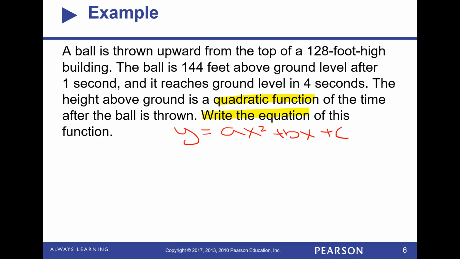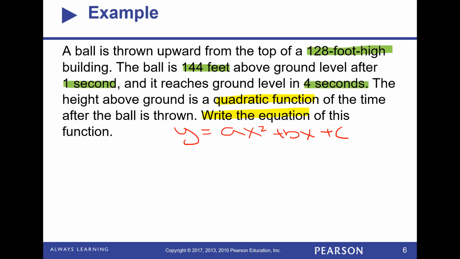So the first one I want to make note of is the fact that I'm on a 128-foot high building. And then I know the ball is 144 feet above ground after 1 second. And then we know that it reaches ground level at 4 seconds. So I have basically 2 different types of things I'm talking about. I'm talking about how high something is and the time that it took. Okay. Now you'll notice on the very second sentence here, the ball is 144 feet above ground level after 1 second. That right there is a beautiful ordered pair.